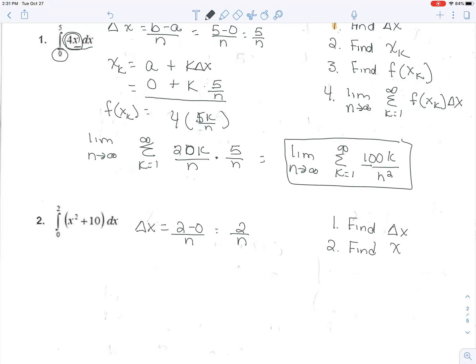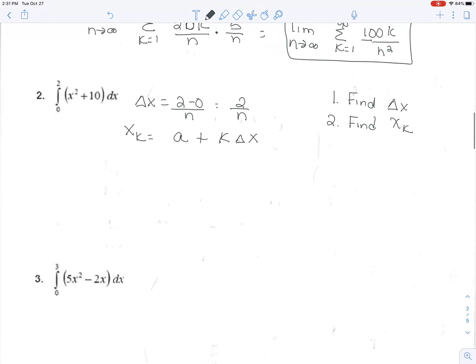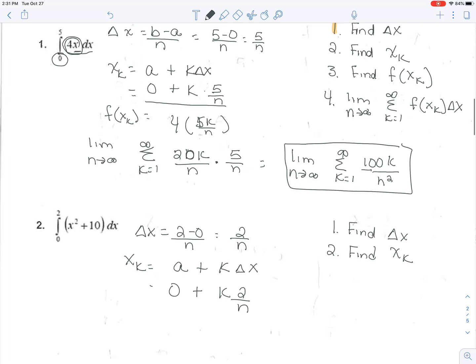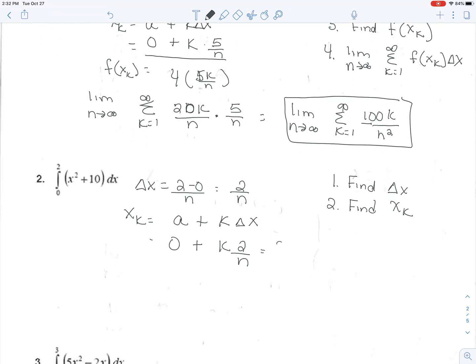Okay? And then we have to find x_k. So recall x_k is equal to a plus k times delta x. So we know that a in this case is 0 plus k, and we know delta x is 2 over n. So x_k is equal to 2k over n. Just simplifying that a little bit.